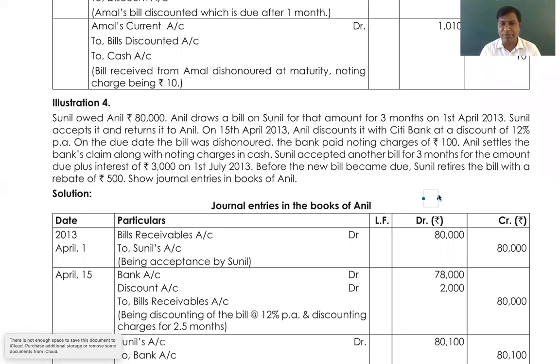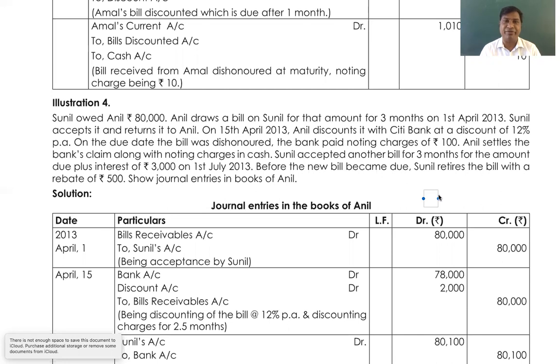Now these problems give the rate per year. Generally in a simple problem, it will be just discount, so it's good that we are learning the complicated thing. He discounts the bill with Citibank at 12% per annum. On the due date, the bill was dishonored.